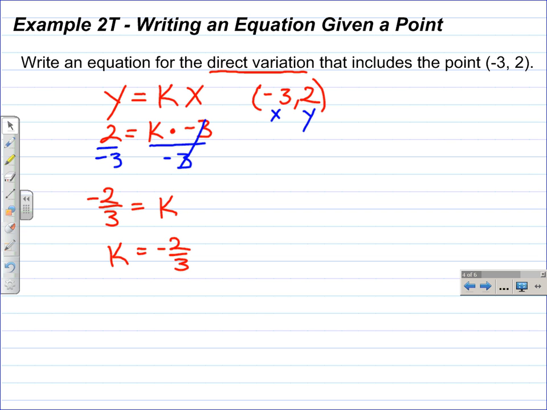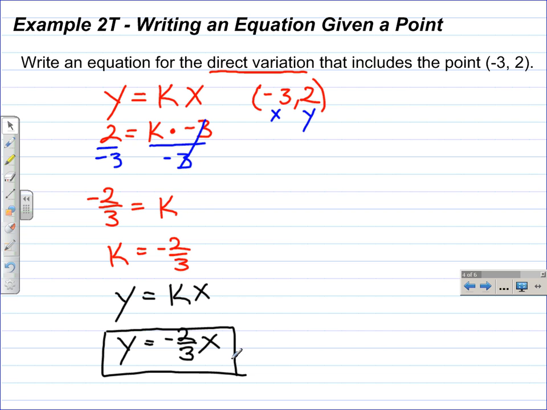So now that we have the constant of variation, we're going to reuse this equation for direct variation. Y is equal to kx. And all we're going to do is rewrite it and substitute negative 2/3 in for k. Y is equal to negative 2/3. So this is the equation for the direct variation of a line that goes through negative 3, 2.